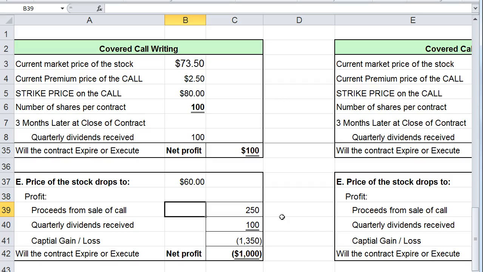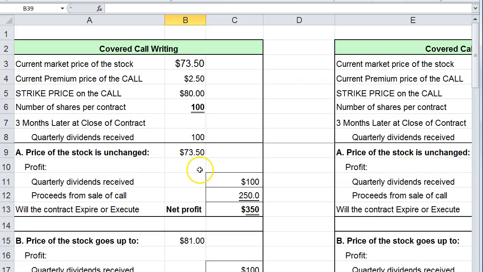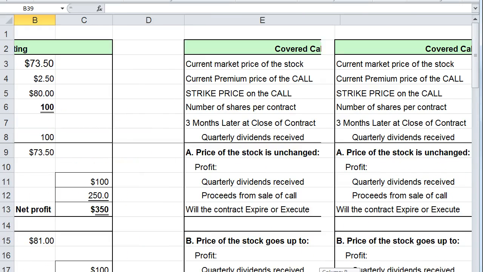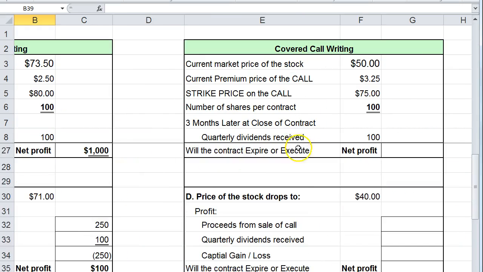So the moral of the story here is in the covered call, you want the stock price to remain the same or go higher to get your profit. If the stock price drops on the covered call, they're not going to execute the contract and you're left with the capital loss. Okay, so that is the first column. I will have you calculate the second column by yourself.